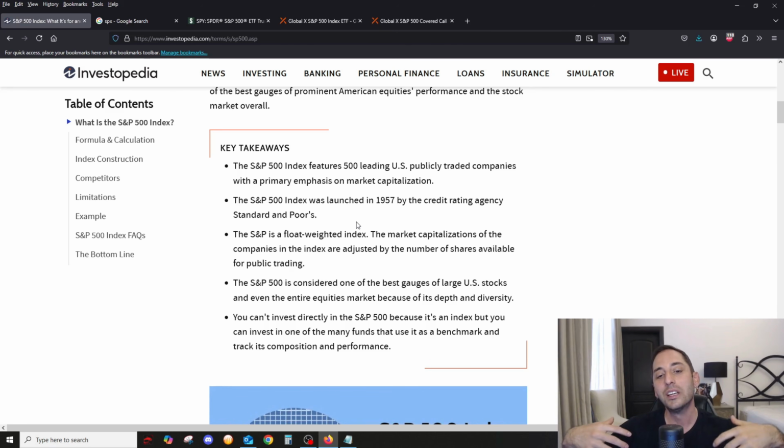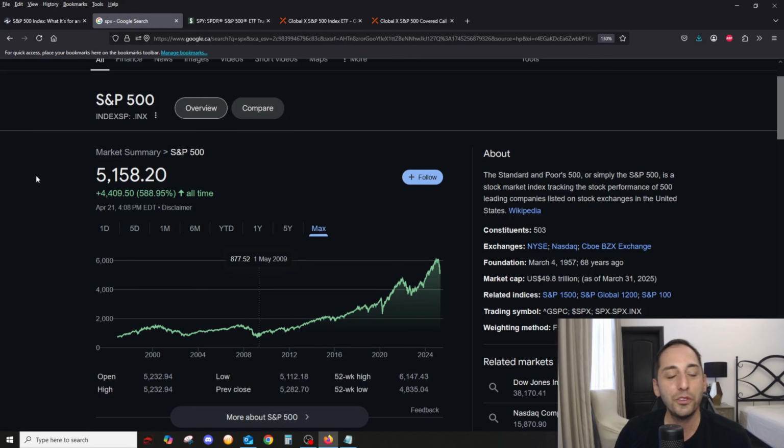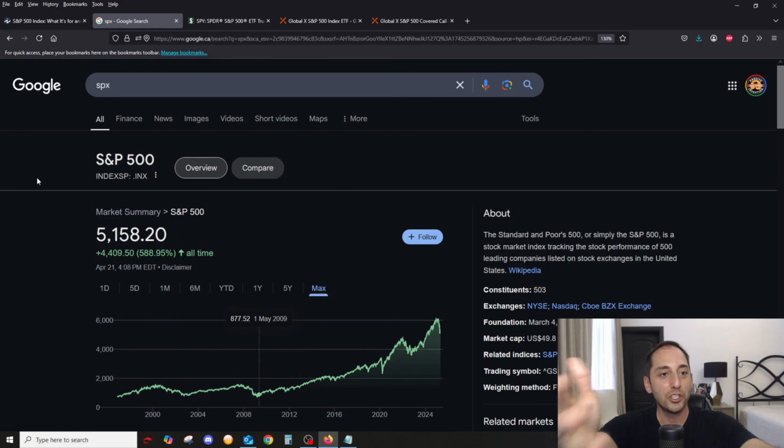You can't really directly invest in an index, an S&P 500 index, but you can invest in many funds and ETFs that use it as a benchmark, that are trying to replicate the S&P 500 index. And by the way, if you're curious, if you like Google, you could just Google SPX. That is kind of like the code for the S&P 500 index.